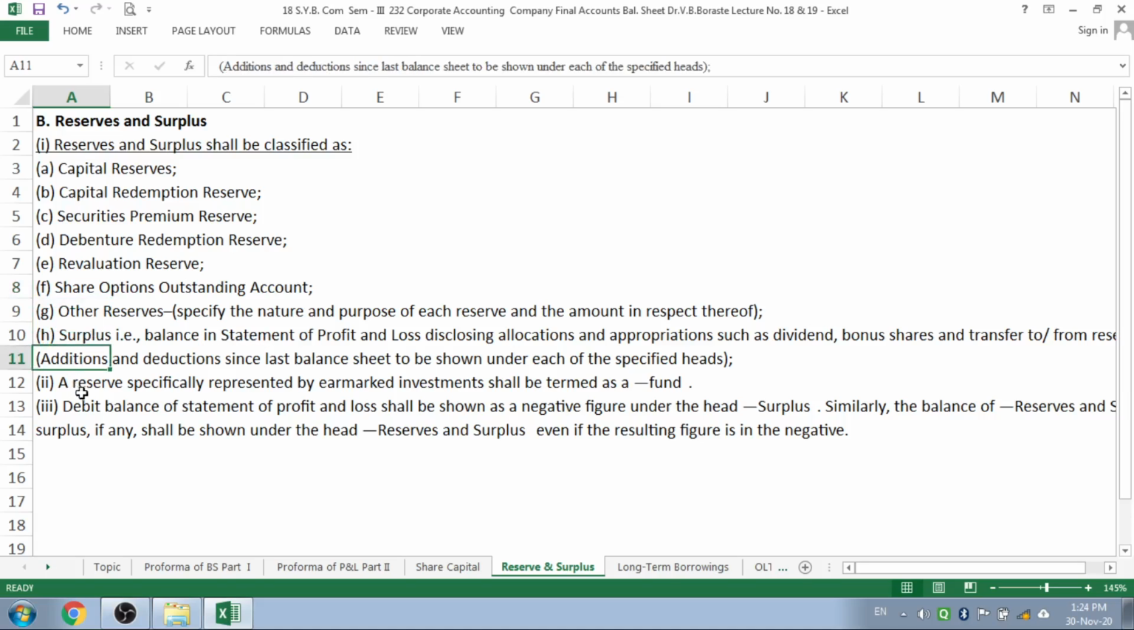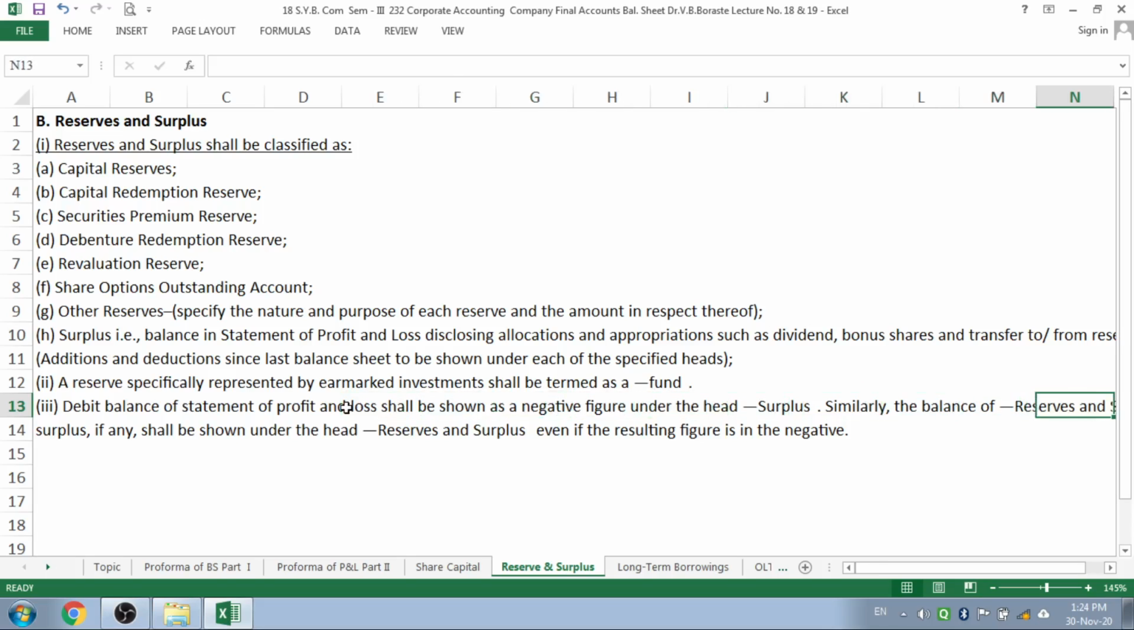There are some additions and deductions from the last balance sheet to be shown under each of the specified heads. A reserve specifically represented by earmarked investment shall be termed as a fund. Debit balance of the statement of profit and loss shall be shown as a negative figure under the head surplus.